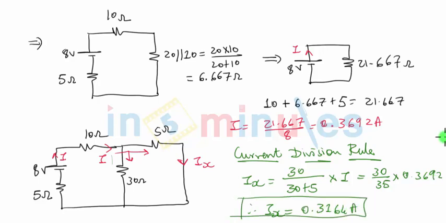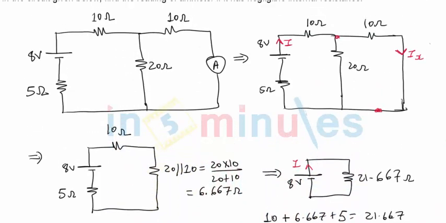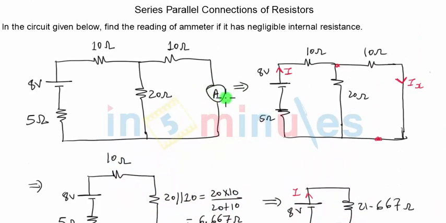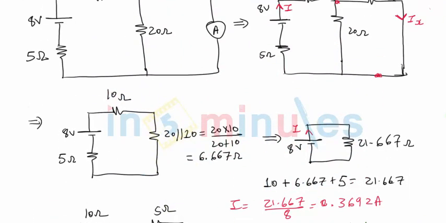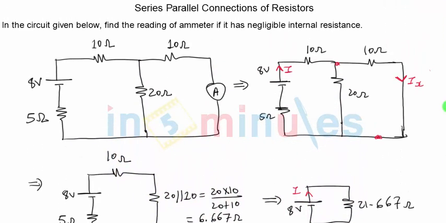0.3164 amperes. So by finding the current in the branch in which the emitter was placed, we also find the reading that the emitter will otherwise show to us. So whenever such is the question, you can always replace that emitter with a short circuit, define the current in that branch and find out its value.